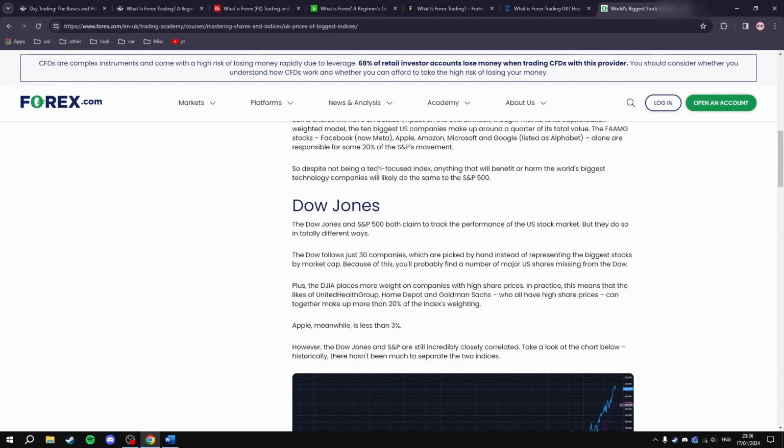So despite not being a tech-focused index, anything that will benefit or harm the world's biggest technology companies will likely do the same to the S&P 500.